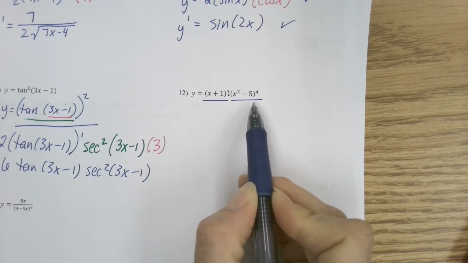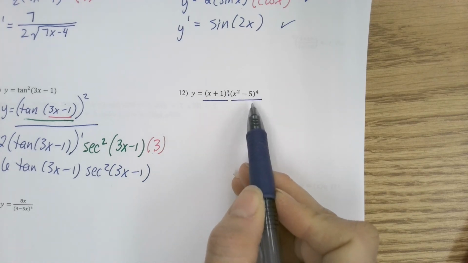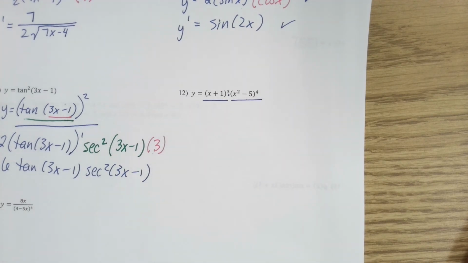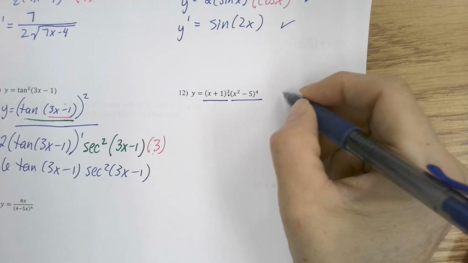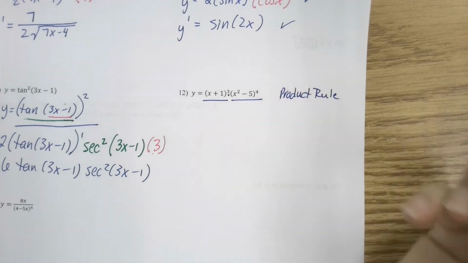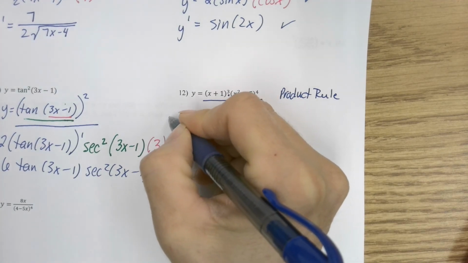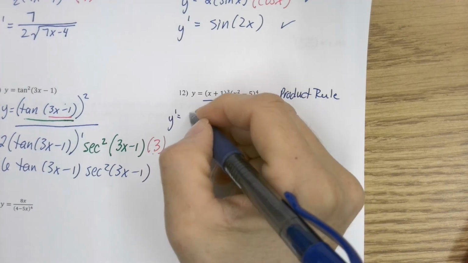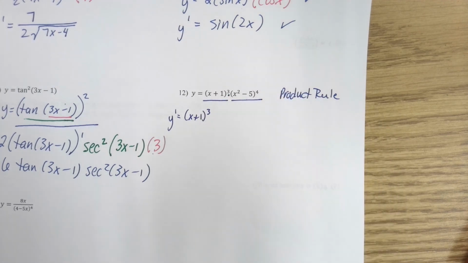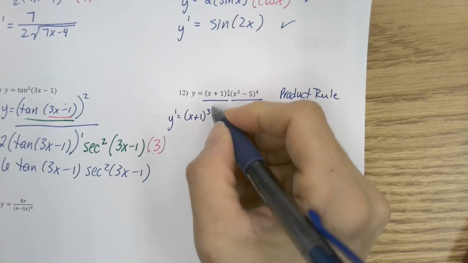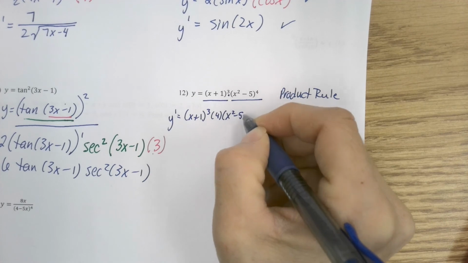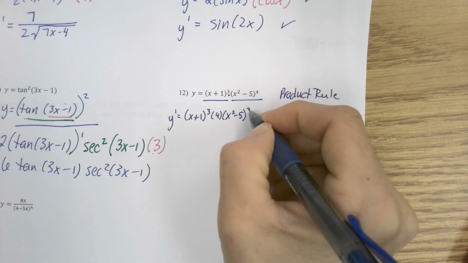When we take the derivative of the second, that's going to be a little chain rule, plus the second times the derivative of the first, and that's going to be a little chain rule. So I'm going to put a little note next to this. You start with the product rule on this one. All right, so y prime equals first function x plus 1 cubed times the derivative of the second function. So I'm going to pull that 4 out to the front. I'm going to bring down my x squared minus 5. I'm going to drop my power down to a 3.